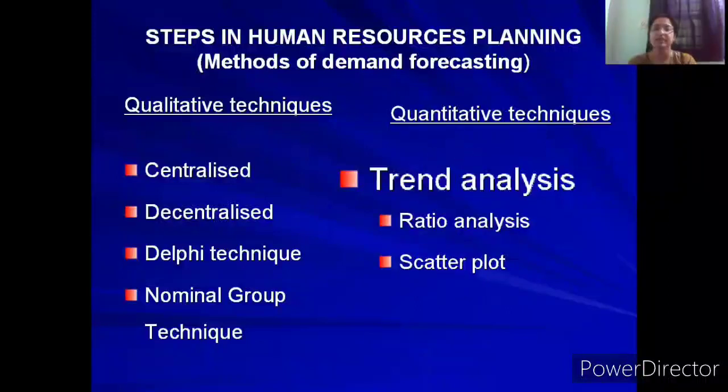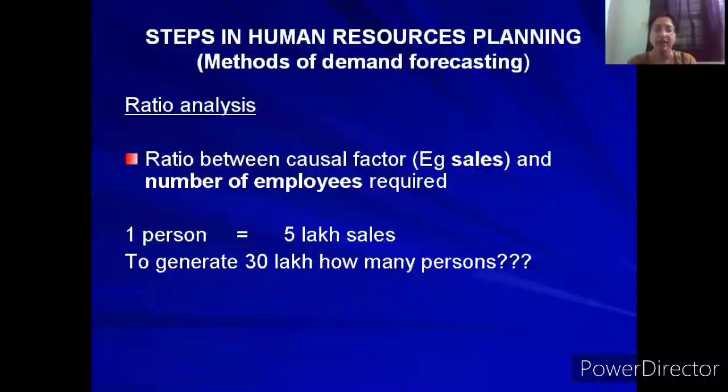We have something known as ratio analysis. What do we understand by ratio analysis? See, ratio analysis is nothing but the ratio between a causal factor. Let us say the causal factor is sales and the number of employees required. Now, from looking at our previous reports again, we have understood that on an average, one salesperson generates 5 lakhs of sales per year.